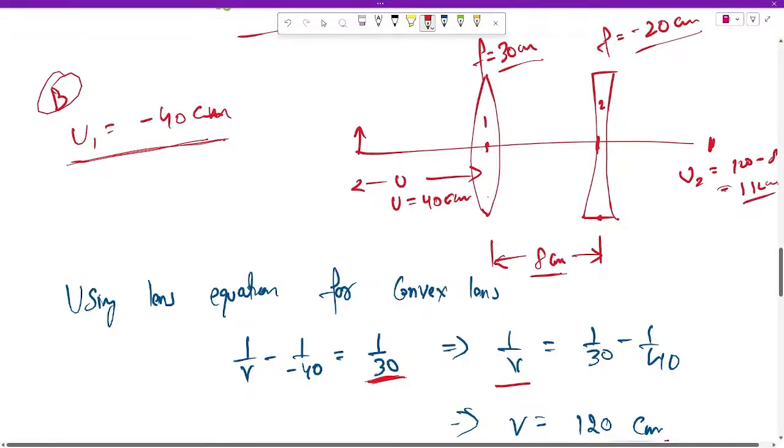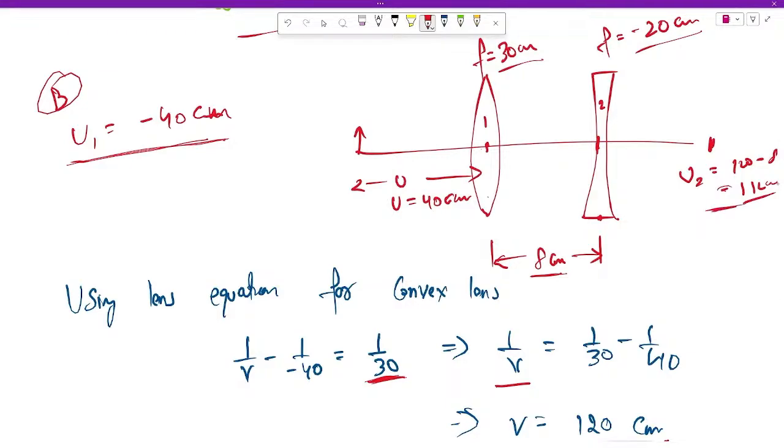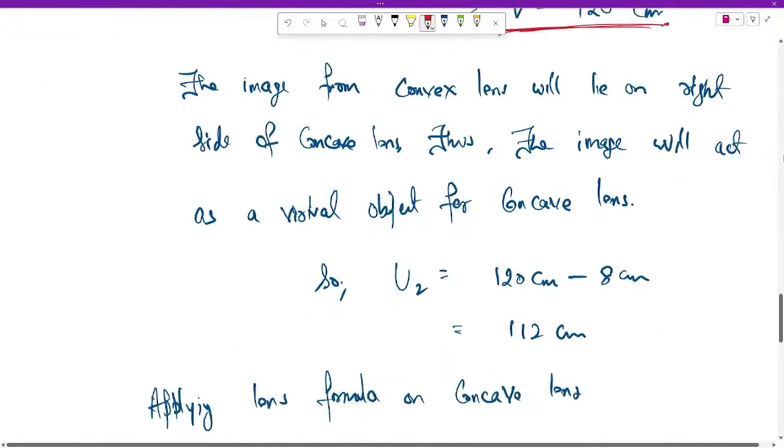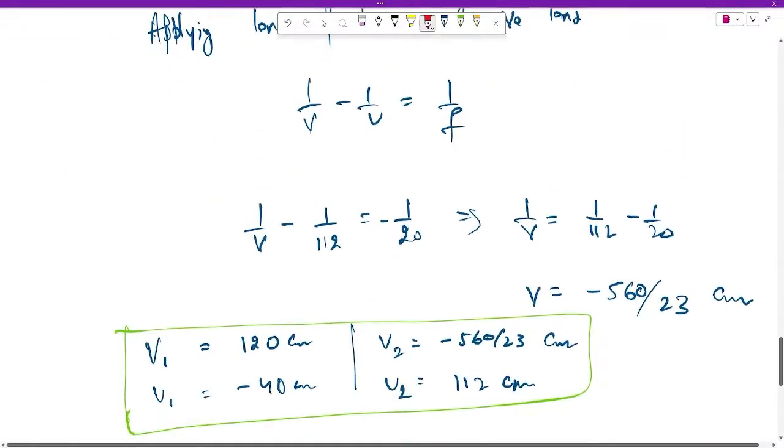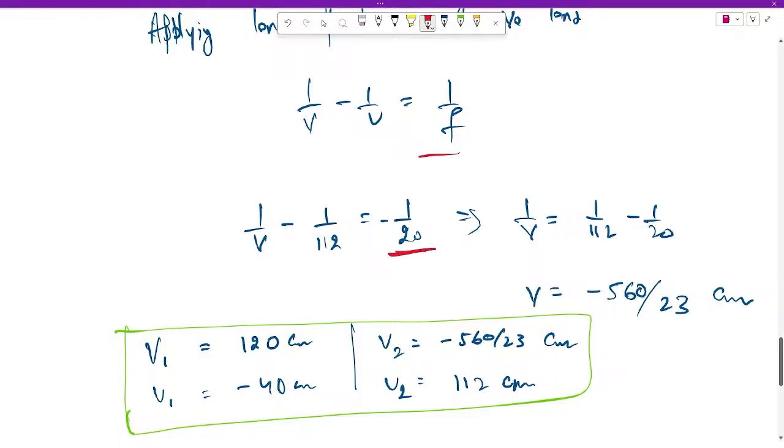Since this distance is on the right hand side of the concave lens, it is going to be positive, or u2 is going to be plus 112 centimeter. Now applying the lens law over here, 1 by v minus 1 by u equals 1 by f. Here f is negative because it is a concave lens, and 1 by v minus 1 by 112 would be equal to minus 1 by 20. So solving this for v, we will get a value of v as minus 560 by 23 centimeter. That is, the position of image is on the left hand side of this concave lens, at minus 560 by 23 centimeter.